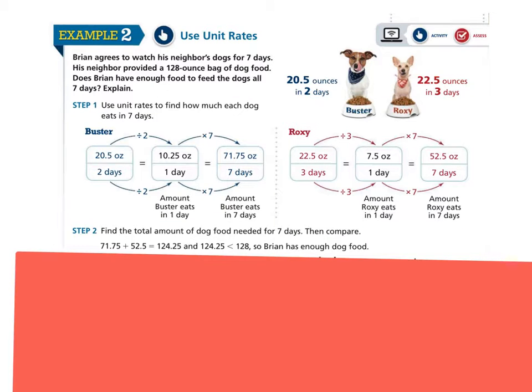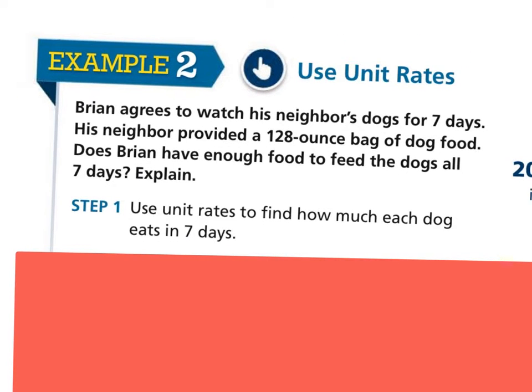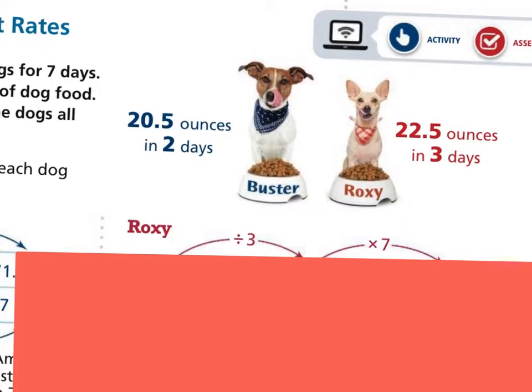So example 2, Brian agrees to watch his neighbor's dogs for 7 days. His neighbor provided a 128-ounce bag of dog food. Does Brian have enough food to feed the dogs all 7 days? So if we look at the information here, Buster eats 20.5 ounces in 2 days. Roxy eats 22.5 ounces in 3 days.